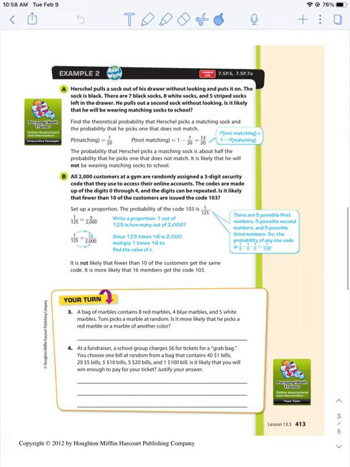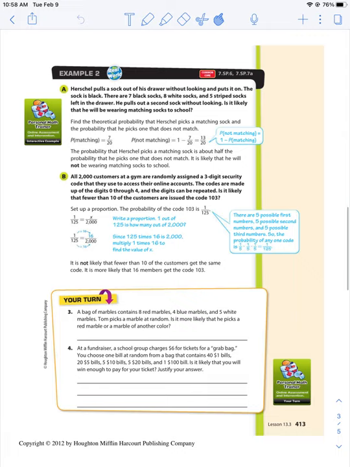There are 7 black socks, 8 white socks, and 5 striped socks left in the drawer. He pulls out a second sock without looking. Is it likely that he will be wearing matching socks to school? So we're finding the probability that he pulls out a second black sock out of the 7 black, 8 white, and 5 striped socks in his drawer. And then we're also finding the probability that it does not match, so that it's not black.